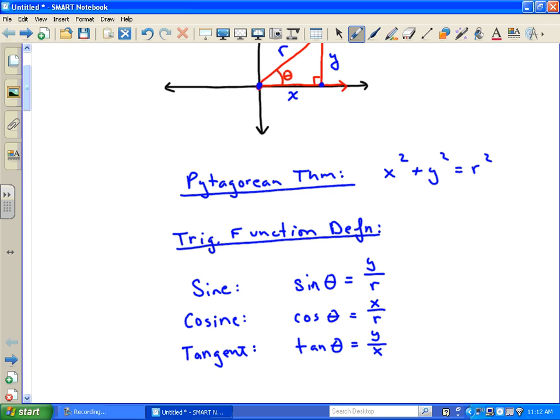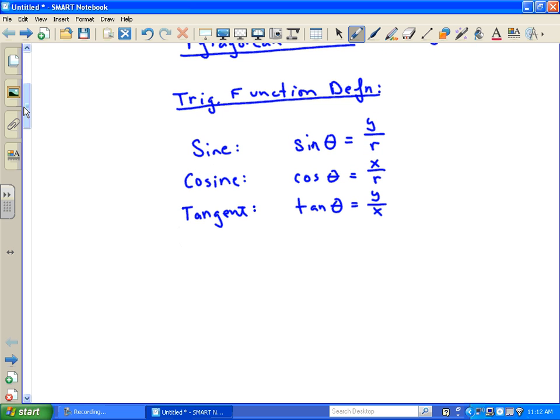Now, these are what we call the 3 basic trig definitions. There are 3 others, and the 3 others are actually reciprocals of the ones that I already have written. We have cotangent. Cotangent of theta equals the reciprocal of tangent, x over y. We have secant next. Secant of theta is the reciprocal of cosine, r over x.